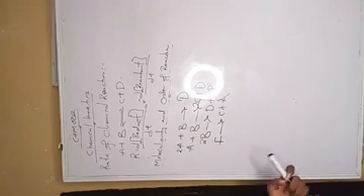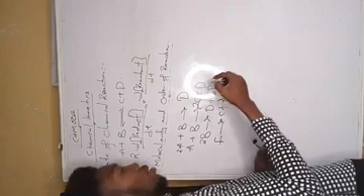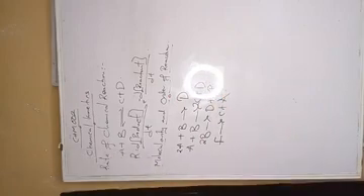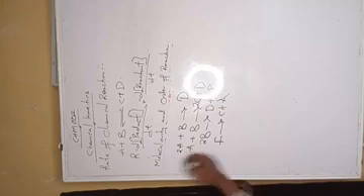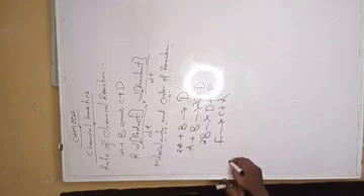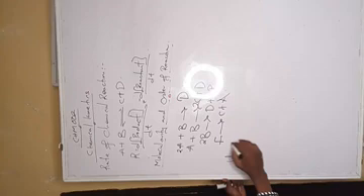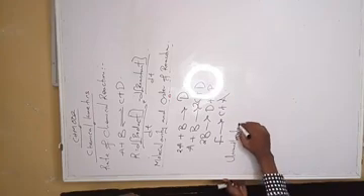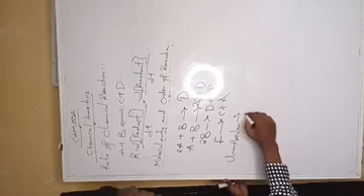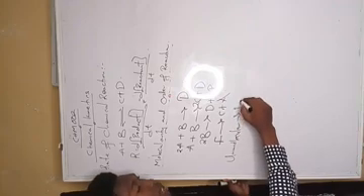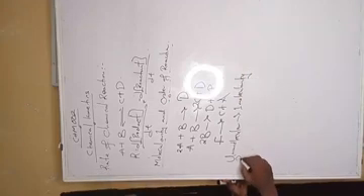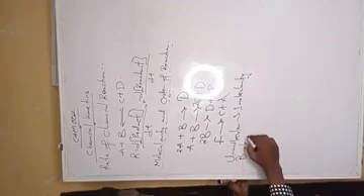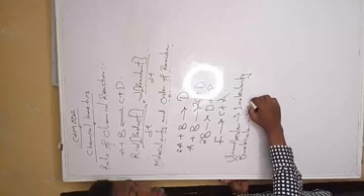Now we have 3 types of molecularity. We have those that are unimolecular, that means those in which the molecularity is one. Then we have bimolecular. Those are the ones whose molecularity is two.